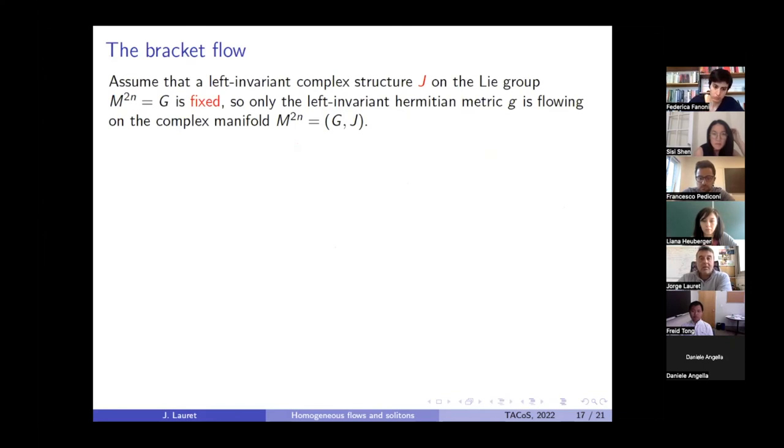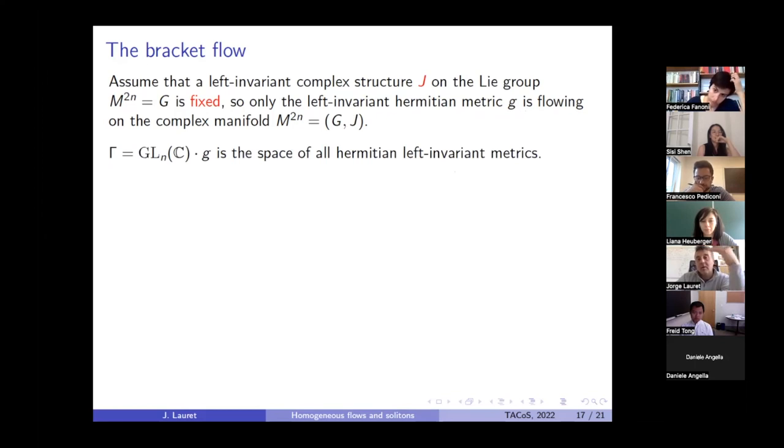Okay, so what was the bracket flow? Let's go now to, let's fix J. So let's fix a complex manifold, GJ, and so let's evolve only the Hermitian metric, okay? So now gamma is only G. Assume that you have one of these flows, like pluriclosed flow, Hermitian curvature flow.